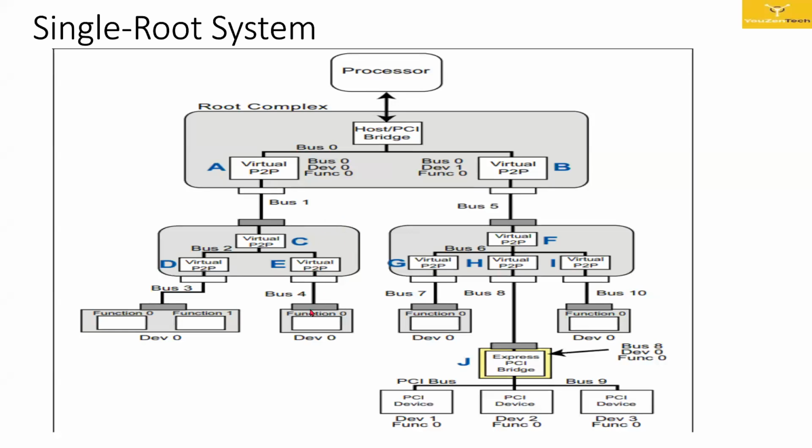Now it comes here and reads the vendor ID and header type for this device, and it finds out that this is the endpoint, so it does nothing. It goes back to the bridge E. Then it is going to update the subordinate bus number register with the value of 4.